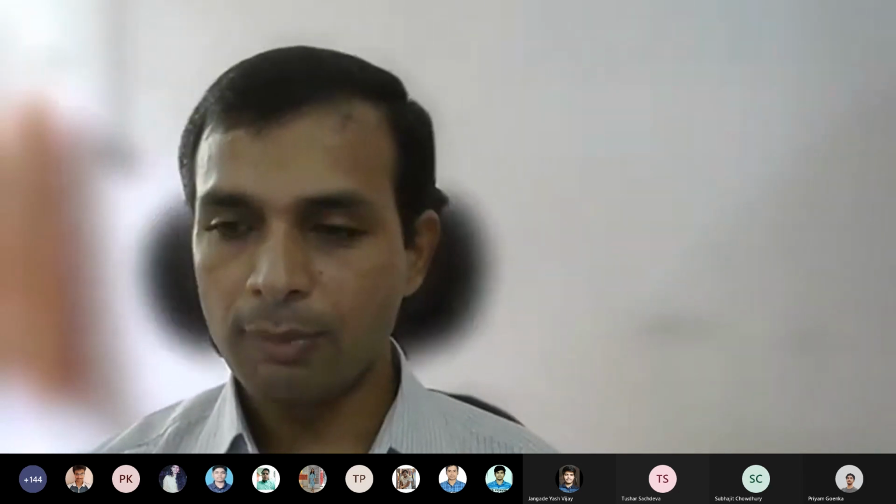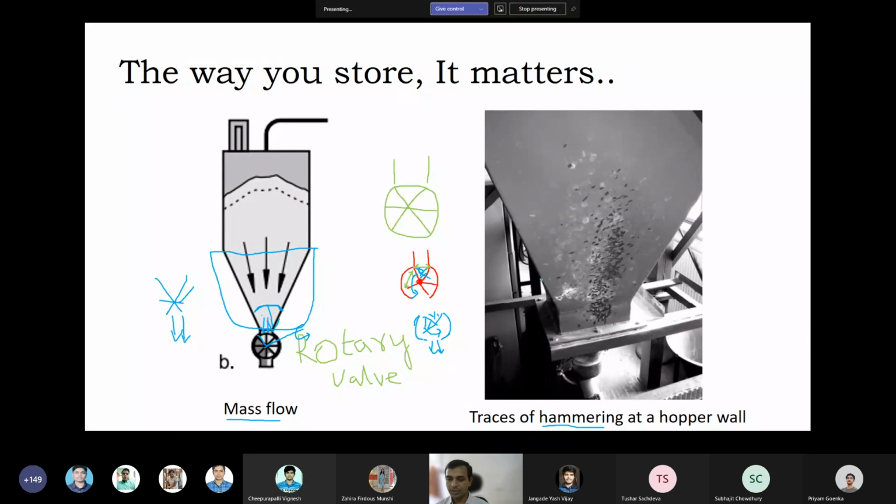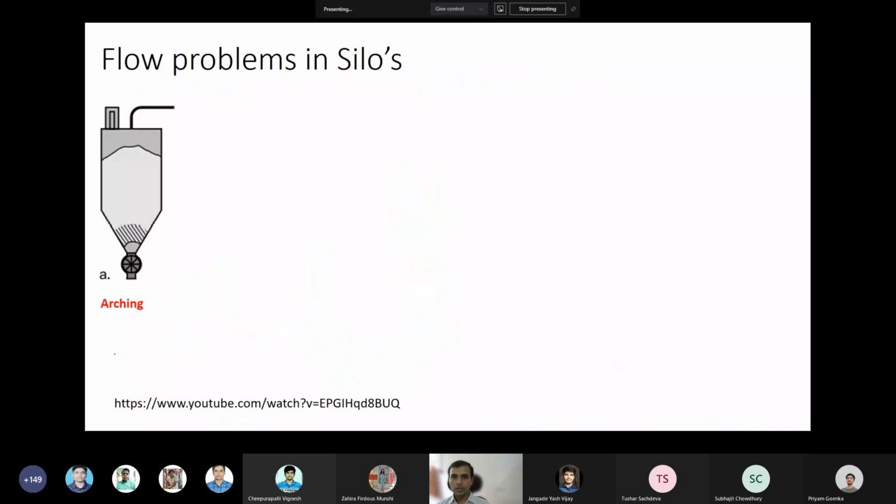So this is where we are emphasizing that when you store a material, we wanted that to come out uniformly. That is the critical part. And often, if you make any improper design, you will see flow obstructions. So, what are all the different flow problems that can happen in the silos? Here, I'm just putting what are all the flow problems that occur in the silos.